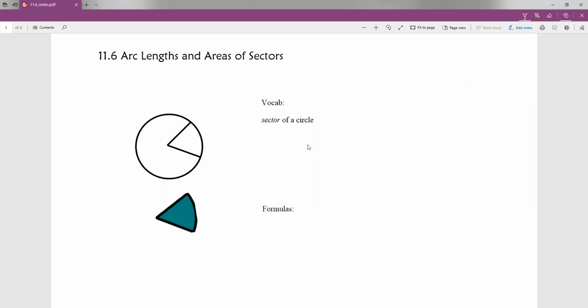Today we're going to be talking about arc lengths and areas of sectors. First thing we need to talk about with every geometry lesson is the vocab. Today I'm going to be using these two terms, arc length and sectors, a lot.